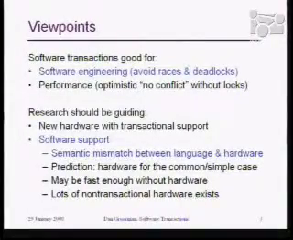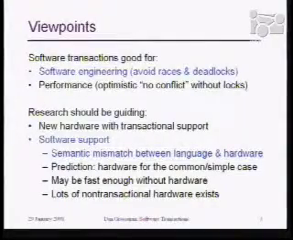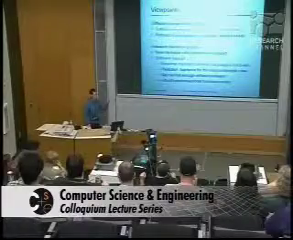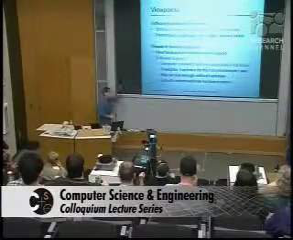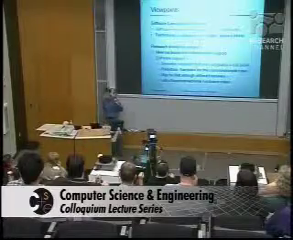And then there's an orthogonal dimension, which is what sort of research should we be working on? Should we be designing new chips, new multi-core hardware with transactional support built in? And the answer is maybe, in my opinion. A lot of people are working on that. Or should the research be focusing on software support, understanding how we can in software support this sort of synchronization mechanism? And that's where I focus. I'm not a hardware person.